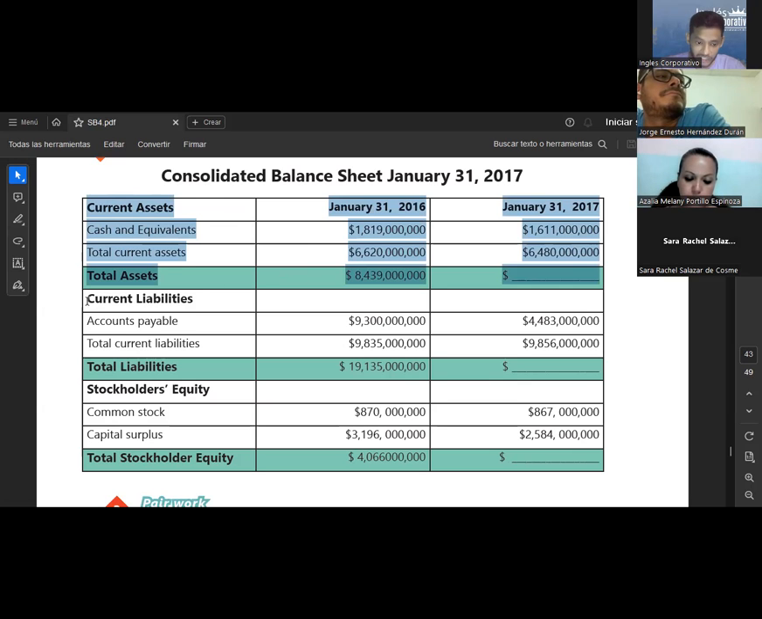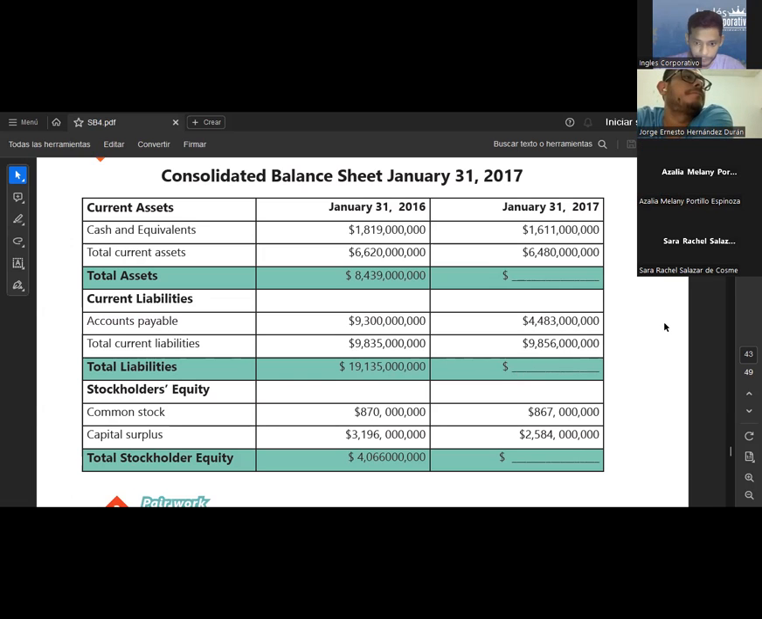Now, let's continue with the current liabilities. The current liabilities. It says there, accounts payable. Now we got 9 billion in 2016, and we have 4 billion in 2017. The total current liabilities over here is 9 billion, and over here is the same $9 billion. It's a lot of money. All right, we got the total liabilities. It's 19 billion, and over here we have to do the math. Okay, haremos lo mismo, vamos a sumar estas cosas, vamos a sumarlas y ponemos la respuesta acá abajo.